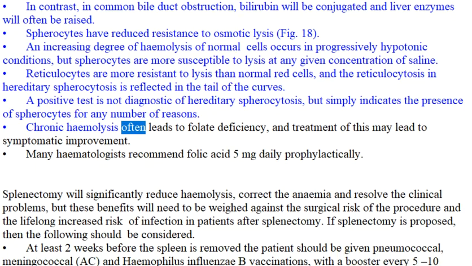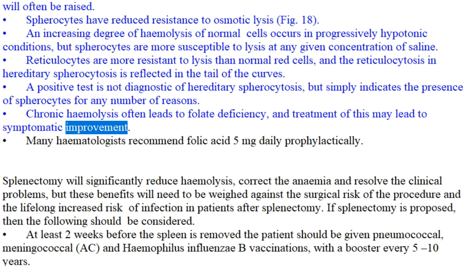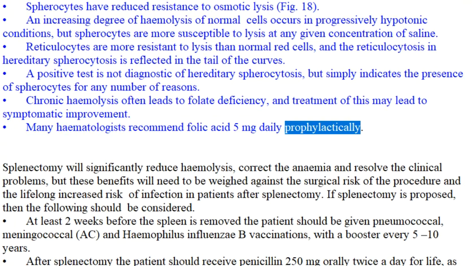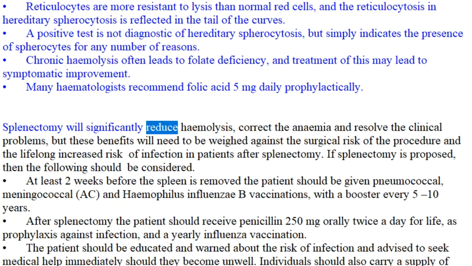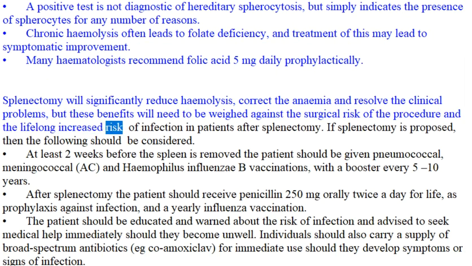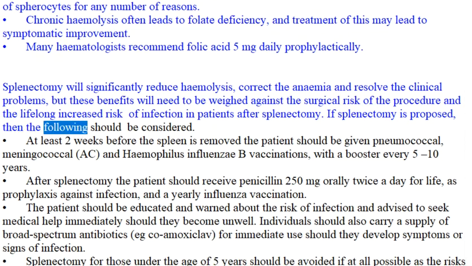Chronic hemolysis often leads to folate deficiency, and treatment of this may lead to symptomatic improvement. Many hematologists recommend folic acid 5 mg daily prophylactically. Splenectomy will significantly reduce hemolysis, correct the anemia and resolve the clinical problems, but these benefits will need to be weighed against the surgical risk of the procedure and the lifelong increased risk of infection in patients after splenectomy. If splenectomy is proposed, then the following should be considered.